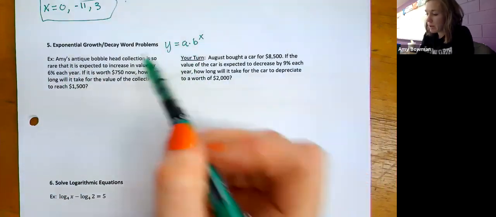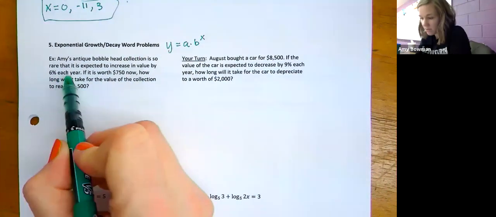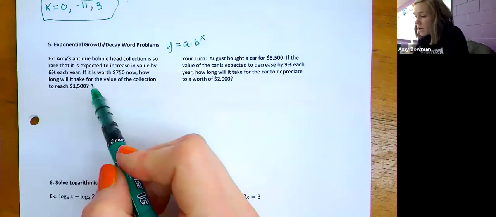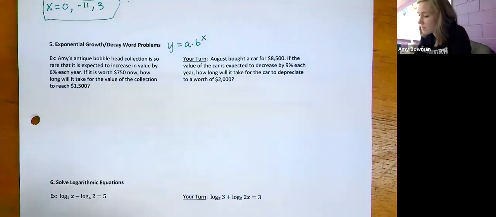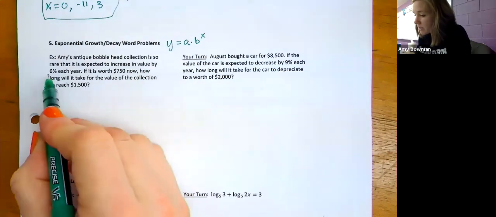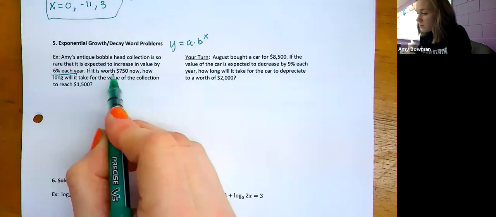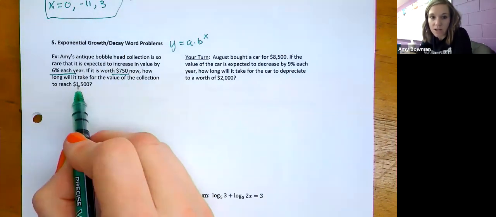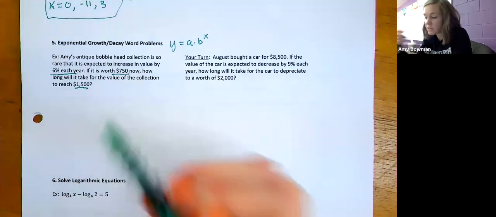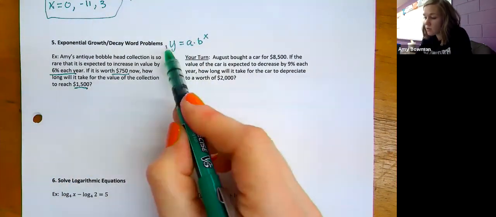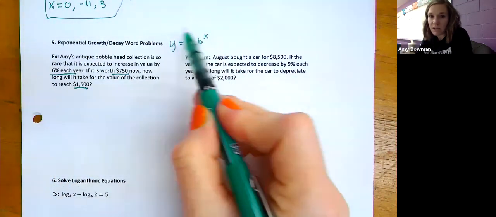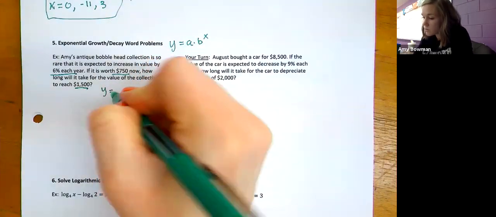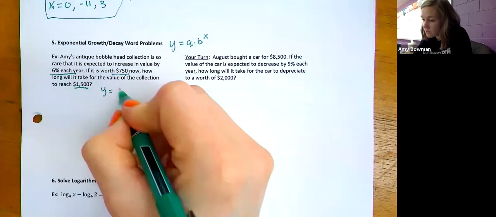Amy's antique bobblehead collection is so rare, and I don't actually have an antique bobblehead collection, by the way, that it is expected to increase in value by 6% a year. If it's worth $750 now, how long will it take for the value to reach $1,500, or double, basically? So let's think about this equation. How am I going to write y equals a b to the x using my information? So y equals, so my initial value a is 750.